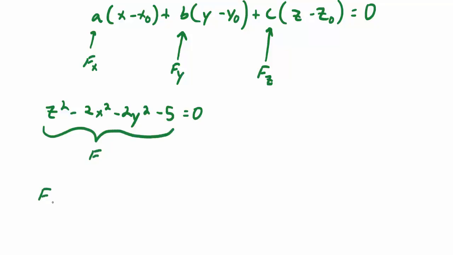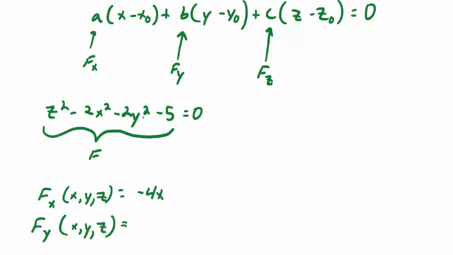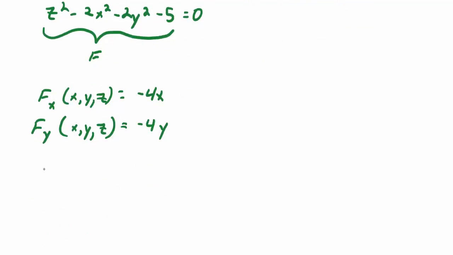So what is f sub x at just x, y, and z? What's the derivative with respect to x? Just negative 4x. Does everybody see that? Okay. And then what's the derivative of f with respect to y? Negative 4y. And what's the derivative of f with respect to z? Just 2z.